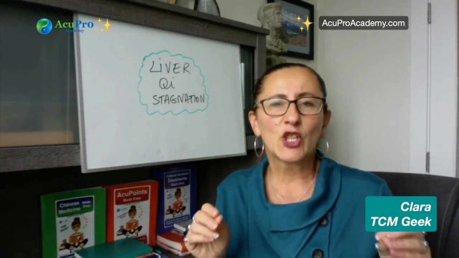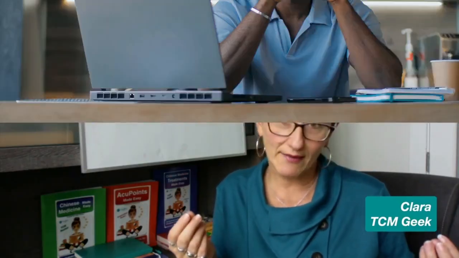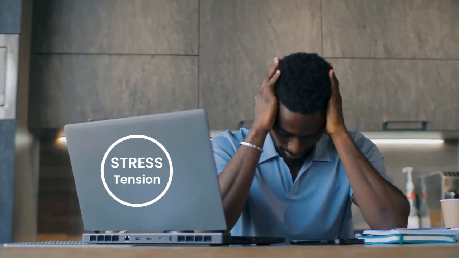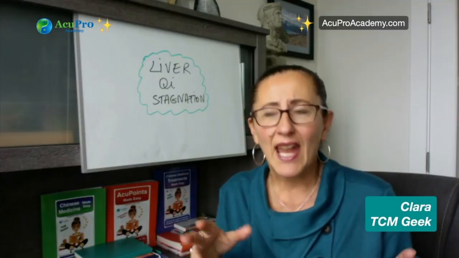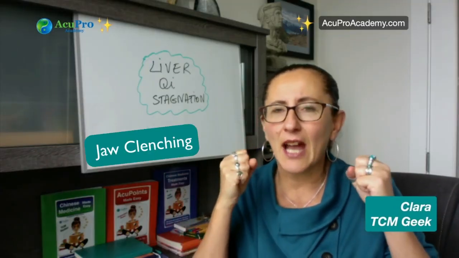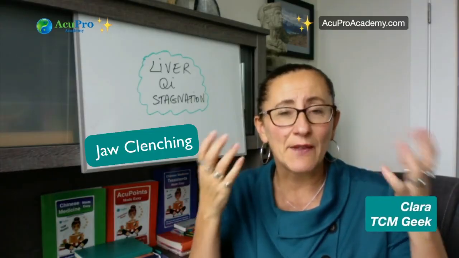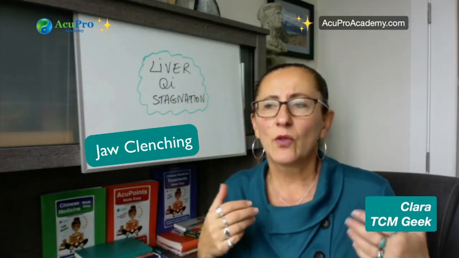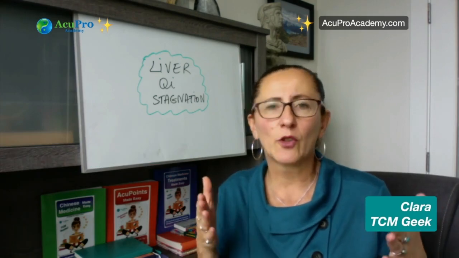Liver qi stagnation's root cause is stress. Stress will start by tensing, tightening the body. And it'll show with clenching the jaw as well, because our body automatically will be tense even at night while we sleep. So stress is the number one root cause of liver qi stagnation.